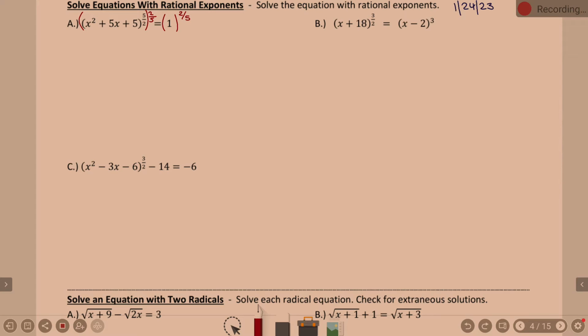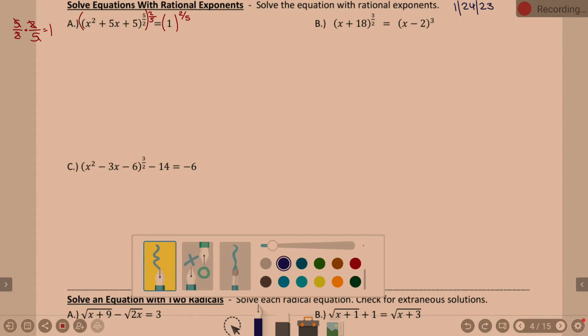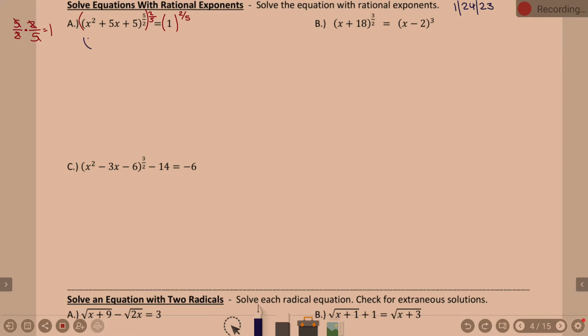Okay? Well, side note over here, guess what 5 halves times 2/5 is? It's 1. So they cancel each other out. 5 and 5, 2 and 2. That is just 1. And so we have x squared plus 5x plus 5 raised to the power of 1. Or in other words, x squared plus 5x plus 5. So your job is always going to be to, when you see a fraction power, raise it to the reciprocal. Now, on the right, 1 to the 2/5.